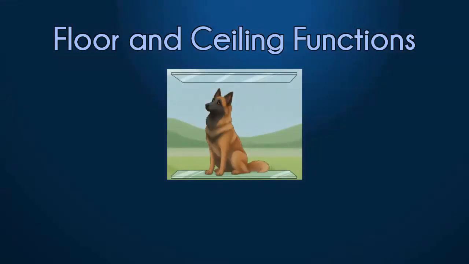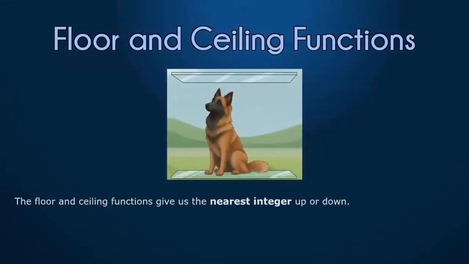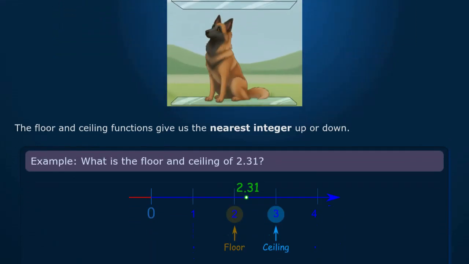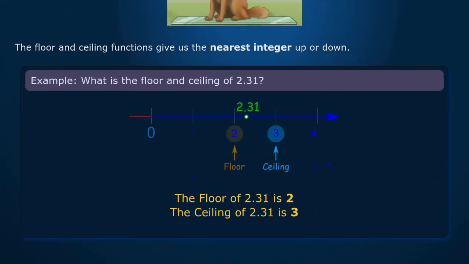Floor and ceiling functions. The floor and ceiling functions give us the nearest integer up or down. Example, what is the floor and ceiling of 2.31? The floor is 2 and the ceiling is 3.